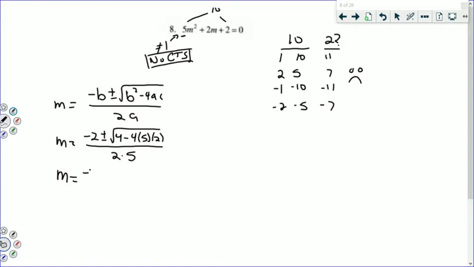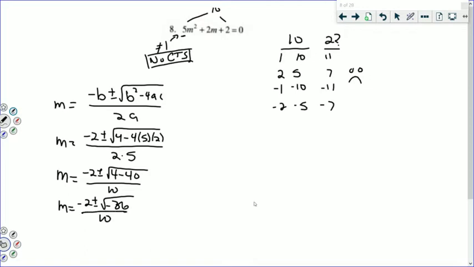All right, so we have negative 2 plus or minus the square root of 4 minus 4 times 5. Negative 4 times 5 is negative 20, times 2 is negative 40, so 4 minus 40 over 10. Excuse me, 4 minus 40 is negative 36. So m equals negative 2 plus or minus the square root of negative 36 over 10.